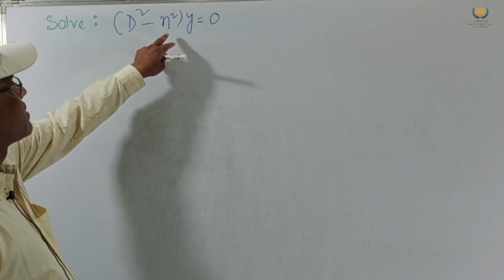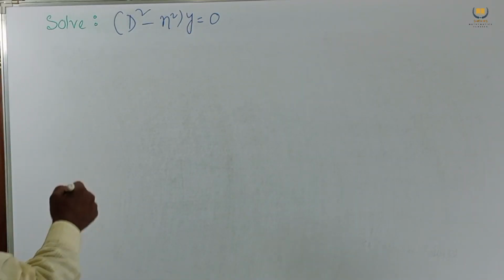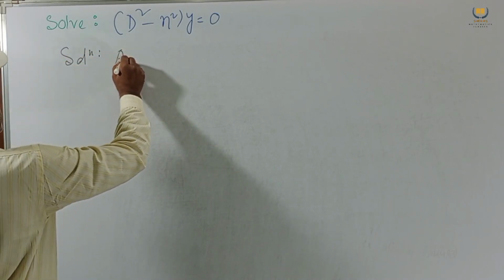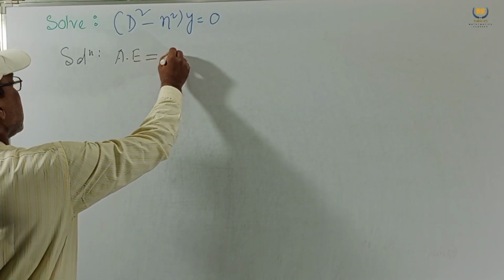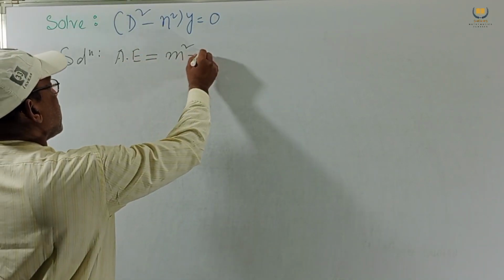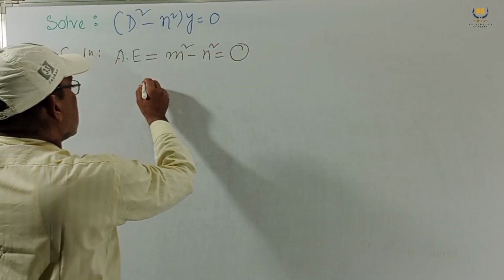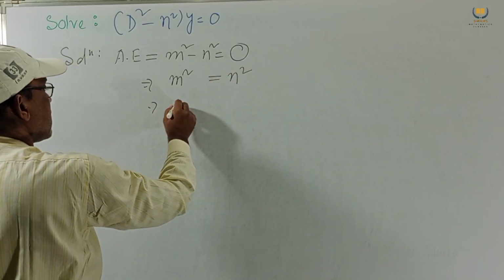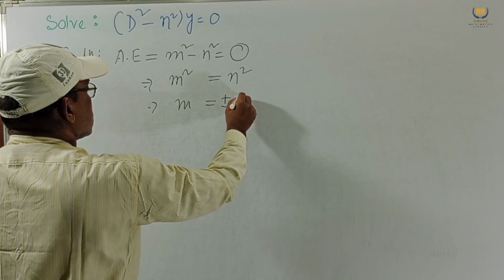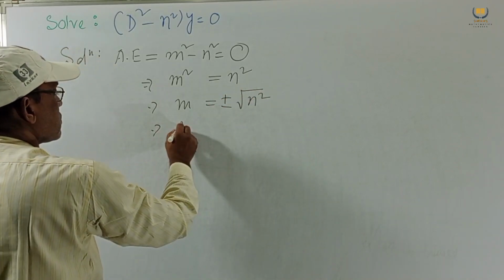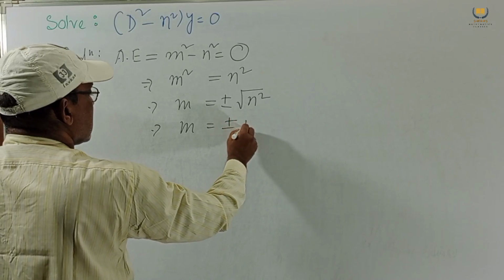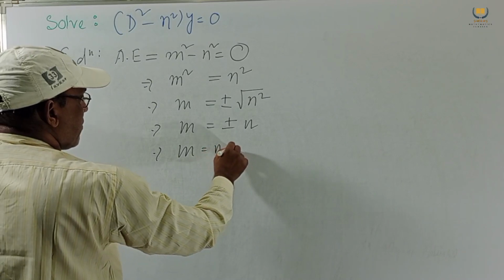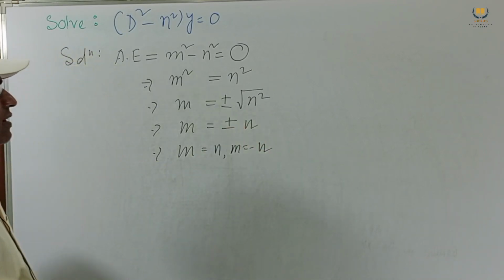Solve D square minus n square y equal to 0. So D square is already given. Now we consider the auxiliary equation. Directly I want to write the auxiliary equation. In place of D we write m: m square minus n square equal to 0. So this is m square equal to n square, m equal to plus minus root of n square. So m equal to plus minus n. That means m equal to n and m equal to minus n.